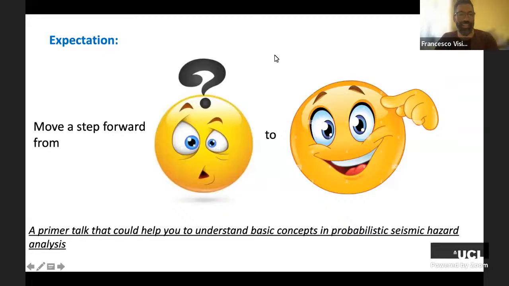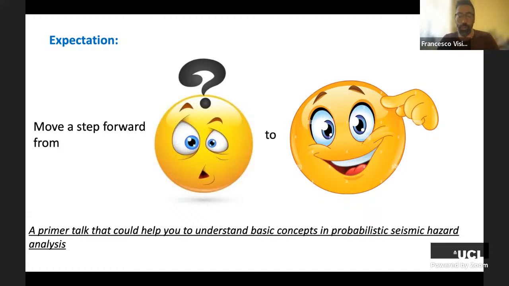Anyway, what I will try to give is a primer talk that I hope could help you understand some basic concepts in PSHA, probabilistic seismic hazard analysis. I hope that at the end of my talk you will move a step forward, from a state of doubt to saying, okay, I understand something, and I can now really understand the PSHA purpose in a different way.